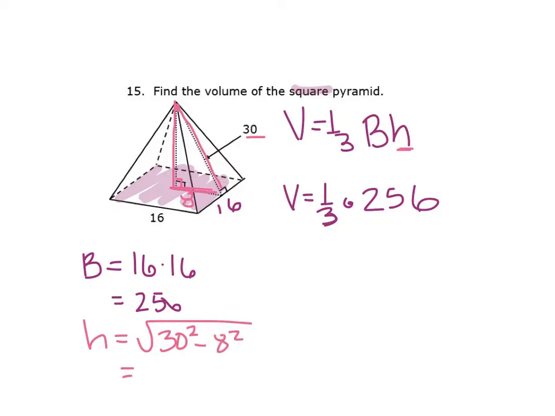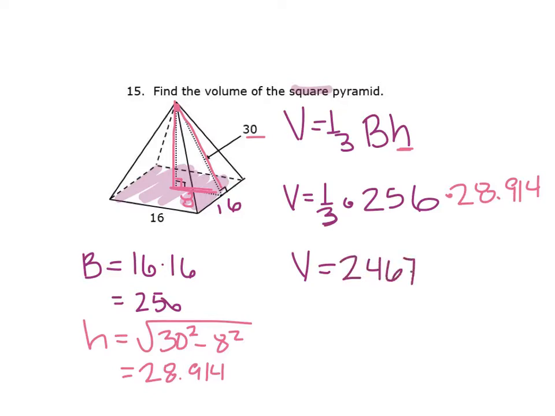and that's going to come out to about 28.914. So we're going to go ahead and substitute that into our formula, and then we get our answer, which is about 2,467.3, whatever units they are, cubed.